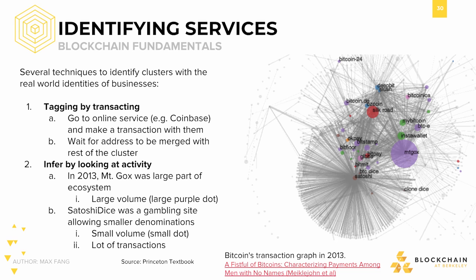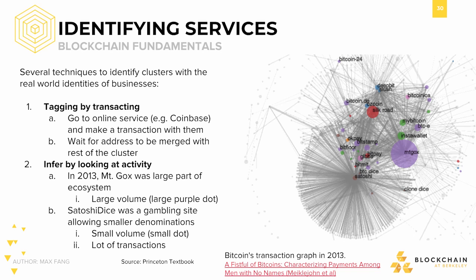Gox. Similarly, Satoshi Dice was a gambling site that allowed users to gamble with small denominations of Bitcoin. This made for many transactions, though the total transaction volume wasn't nearly comparable to that of Mt. Gox. So the dot represented by Satoshi Dice on the graph is very small. However, there were a lot of transactions, so in the graph, it's easy to see that though the transaction volume is small, the transaction frequency was quite high.